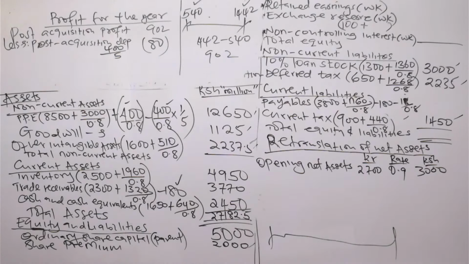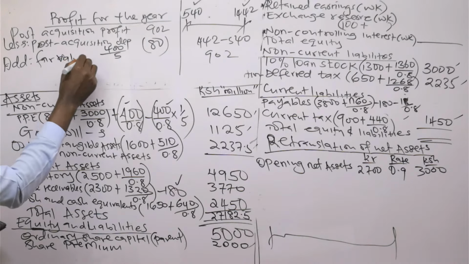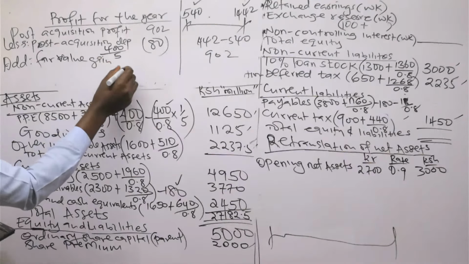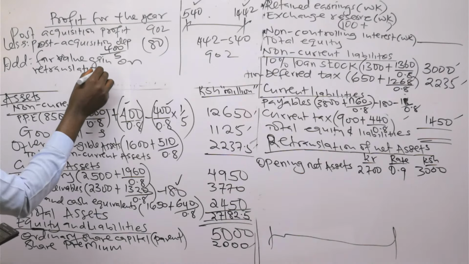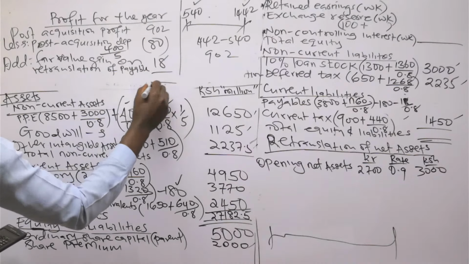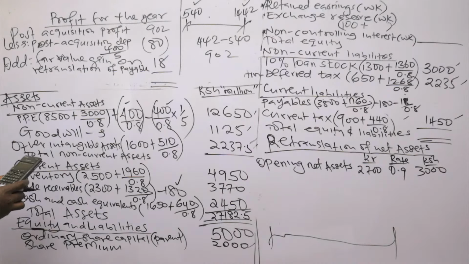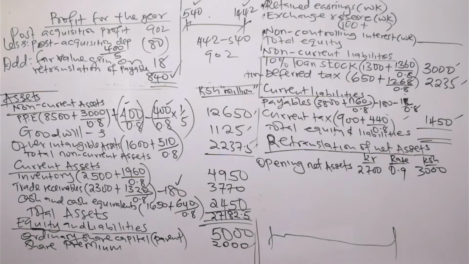Which other thing do I have to adjust here? You have to add the fair value gain on retranslation of payables. Remember we got this when we were retranslating the payables, the 18. So 902 minus 80 plus 18. So that is 840. The profit for the year is 840.